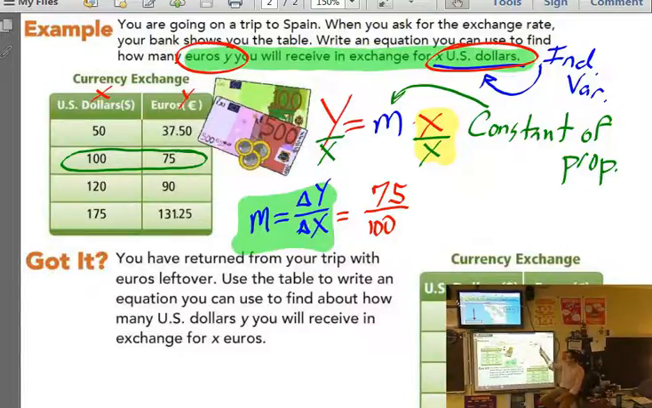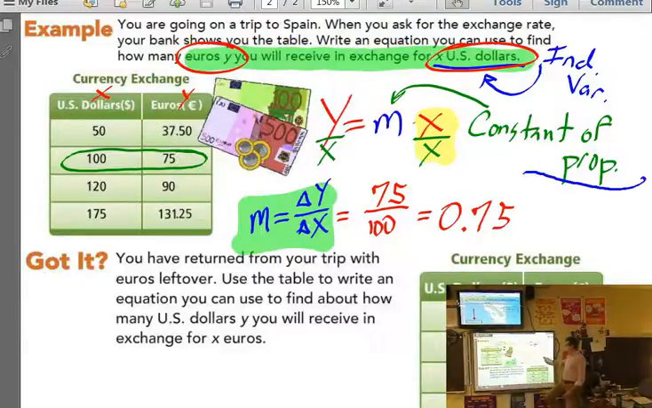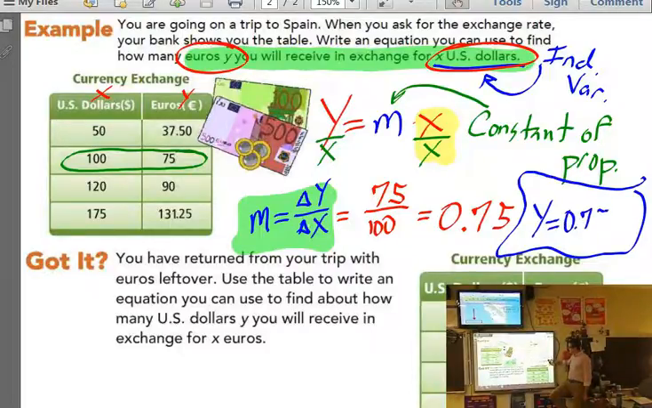That's the reason I identified that this is our independent. It's your dependent divided by your independent, and this comes out to be 0.75. So in the end, our equation that we would want to write is going to be y will equal 0.75 times x. Or if you really want, you could write E, the amount of euros, will be 0.75 times D, the amount of dollars. But we know that X represents my dollars. Y represents my euros. So we can leave it right like this.